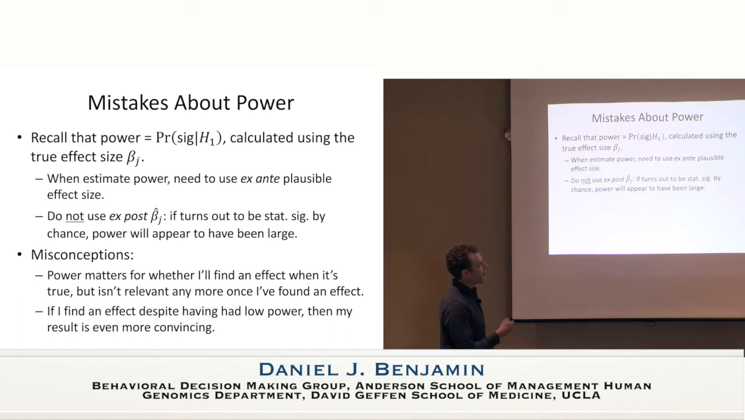And the problem with doing this is that if you found a statistically significant result just by chance, you're now using a large effect estimate to calculate what your power would have been, and you're going to way overestimate what your power was. So you should never use an ex post estimate of the effect size to calculate power. What you need to do is look at existing evidence in related contexts to make a best guess. There's a nice paper by Gelman and Carlin that I'm going to reference on an upcoming slide that has an example of how this can be done.